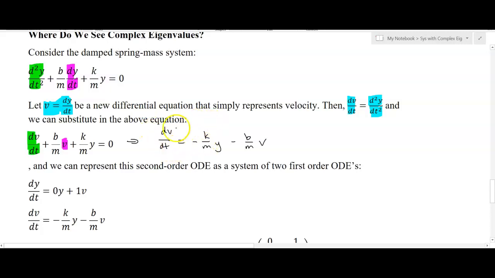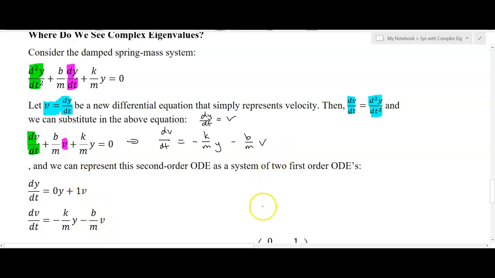I have dv/dt, which is the change in my velocity, which is basically an acceleration equation. So acceleration equals, and then I have a velocity equation, dy/dt equals v. To put that into more of a matrix-looking form, dy/dt is really 0y plus 1v, and dv/dt is negative spring constant divided by mass times y minus damping coefficient over m times v.